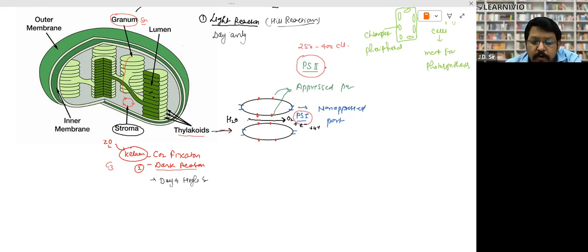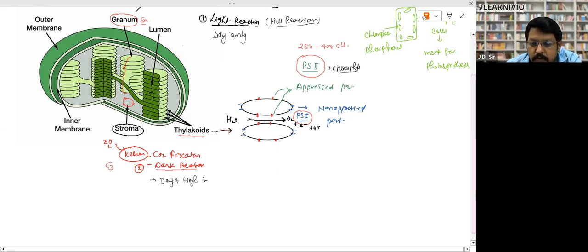What is a photosystem? A photosystem is a type of chlorophyll molecule. We'll discuss photosystems later. Photosystem second is responsible for photolysis of water, right? Is that clear or not? Tell me if you have any doubt.